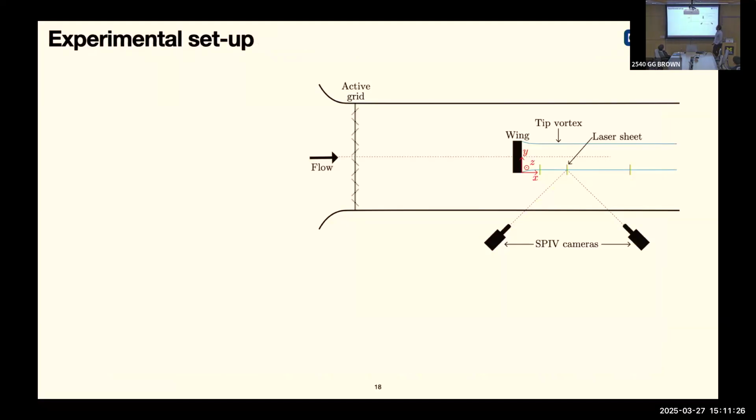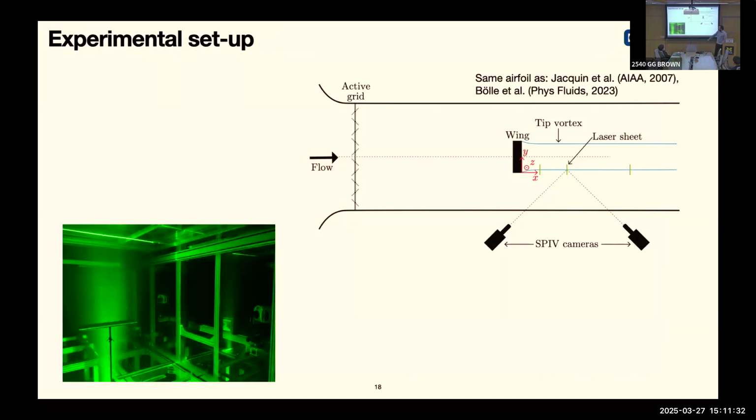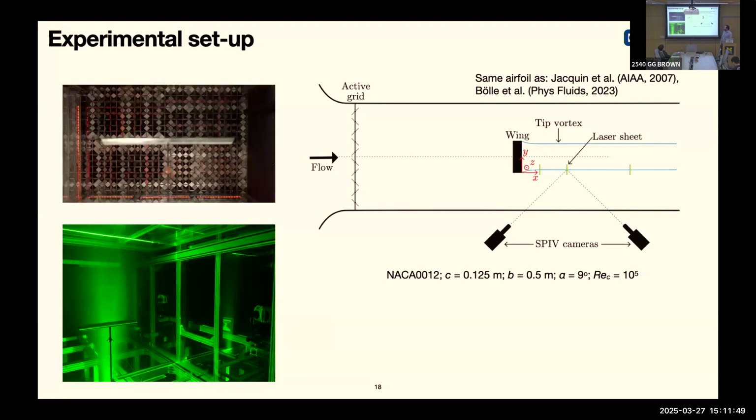So the broad setup is we have our wing in the wind tunnel. We're doing PIV with 2 cameras. It's high speed. There you can see the setup as well, with the cameras on the outside. This airfoil is a NACA 0012. It's 12.5 centimeters and the wingspan is 0.5 meter. And we've got an angle of attack of 9 degrees because you need lift to get a wingtip vortex. The Reynolds number is about 100,000.